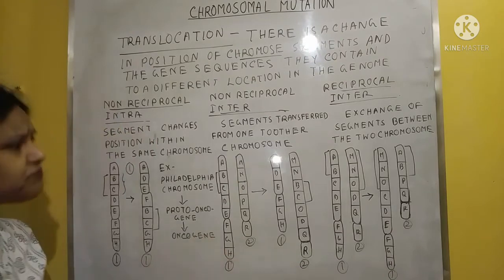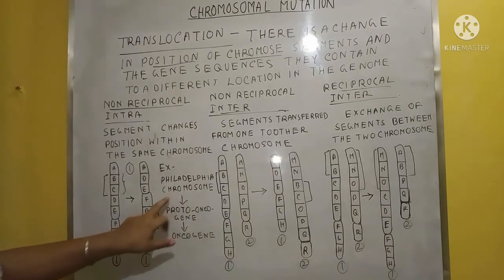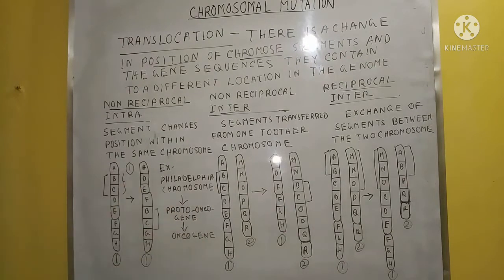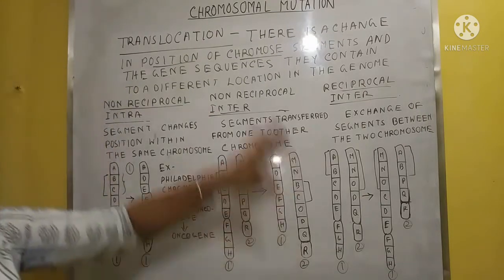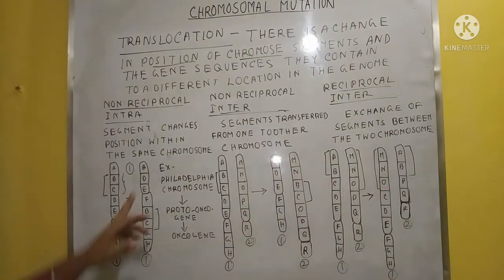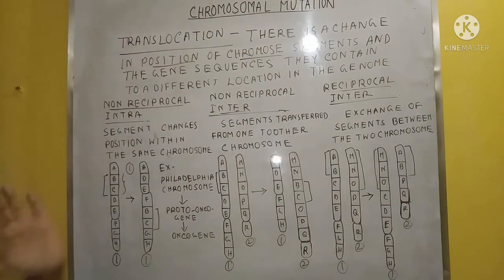And the last one, one kind of disease is found due to this translocation process, this change of the places of the segments, the change of the proto-oncogene to the oncogene. That is, the non-cancerous cell transfers to the cancerous cell due to this chromosomal change. One example is the Philadelphia chromosome. And why is it known as the Philadelphia? Because it was discovered in Philadelphia, and it is an example of a translocation chromosomal mutation.